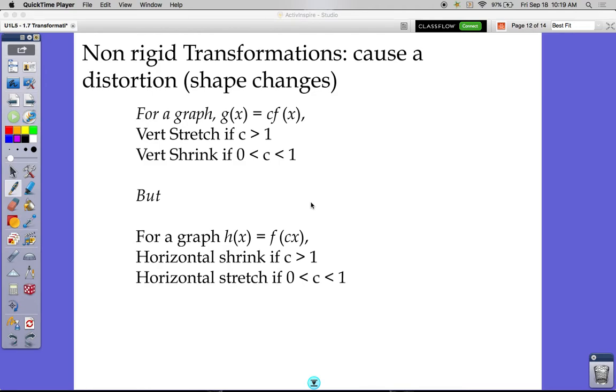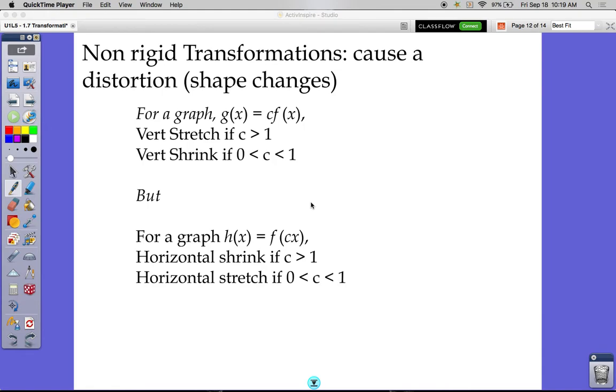It's still the parent function. It's still a square root for the last example we did. However, when we put a number in front of it, we're now changing the shape. It's called a non-rigid transformation. It's going to distort the graph slightly, depending on how big the number is.